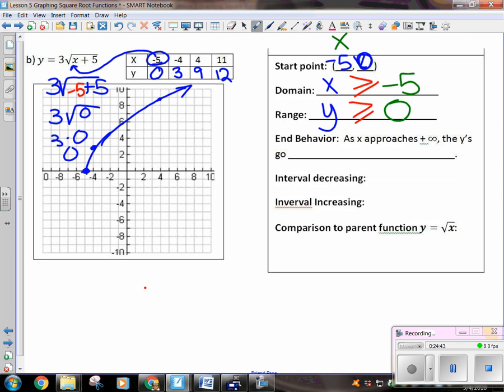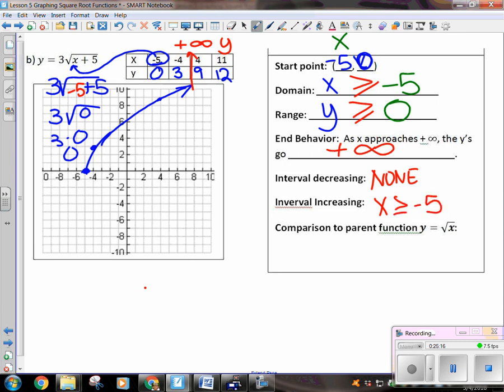End behavior. As x approaches positive infinity, so if I go across the x's and they get more and more positive, where are the y's going? What does that arrow tell me? Up to what? Positive infinity in the y direction. Is this thing decreasing ever? No. There is no interval over which it decreases. Does it increase? Yes, the entire time. Every x value from -5 forward, it is increasing.